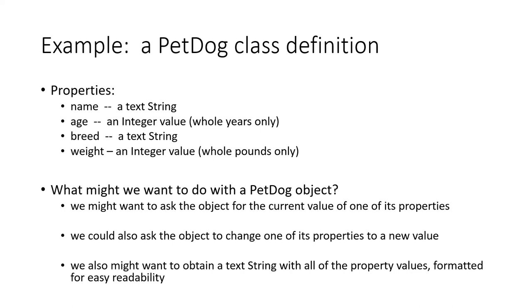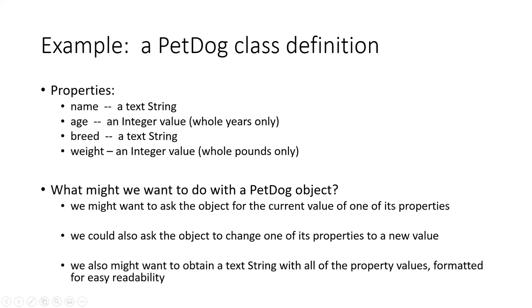So whole years only. You keep track of the breed. What's the breed of the dog? And that would be a text string because it's words and letters and stuff. And also maybe the weight, so in whole pounds only, so then you have another integer. You could use doubles if you wanted more precision, but let's just say we have integers. So simple, 4 properties, 2 strings, 2 integers.